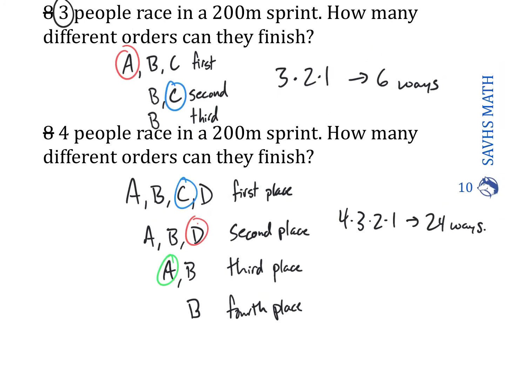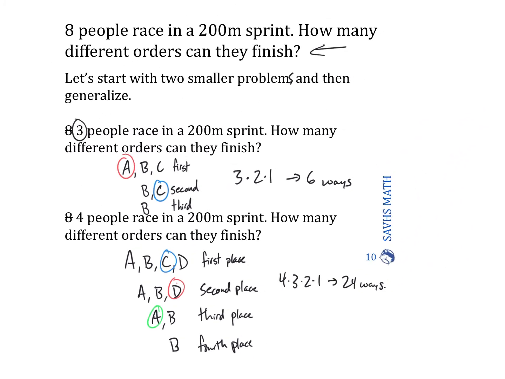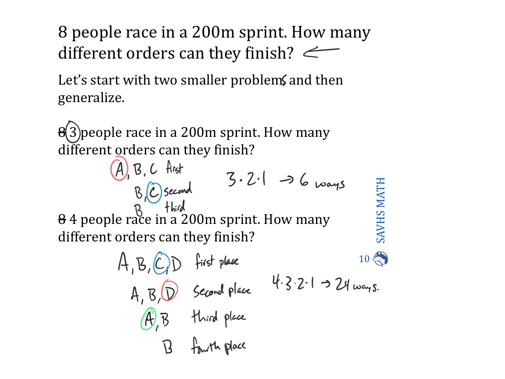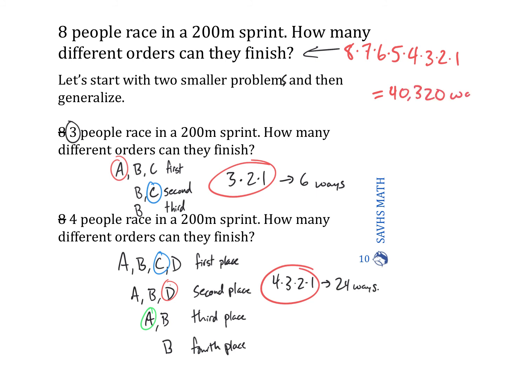So now let's go back up to the 8-person race, because I'm noticing a little pattern. I'm noticing this 3 times 2 times 1. I'm noticing 4 times 3 times 2 times 1. I'm thinking that this is probably going to be 8 times 7 times 6 times 5 times 4 times 3 times 2 times 1. When I do that multiplication in my calculator, I get 40,320 ways.